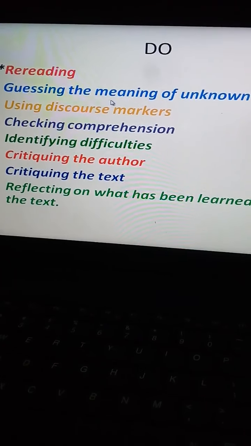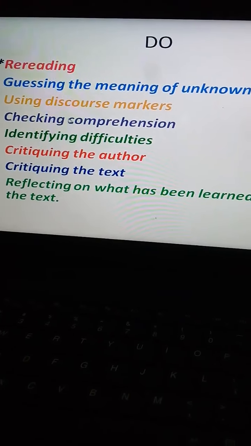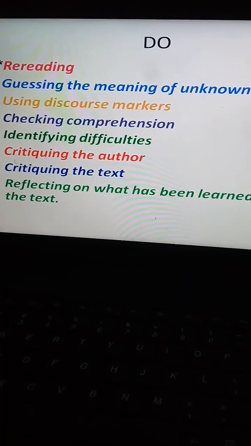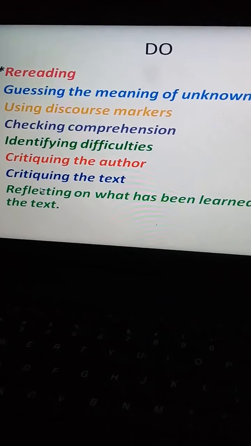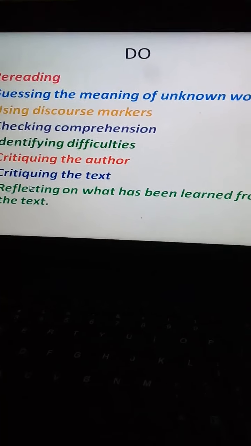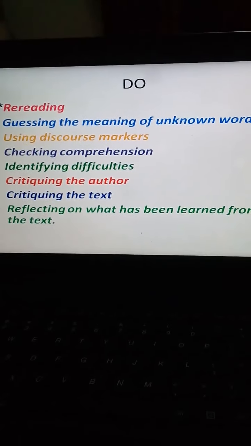They should use these course markers. They should check comprehension, identify difficulties, critique the text, and after that, this is very important, reflect on what has been learned from the text. Okay.